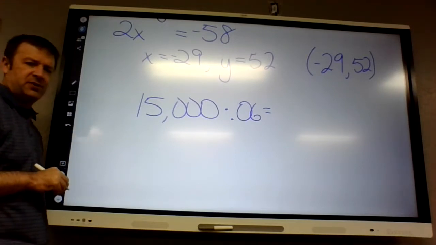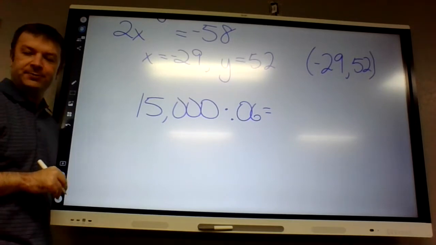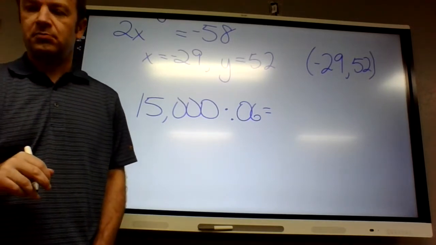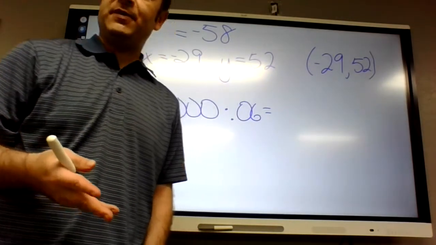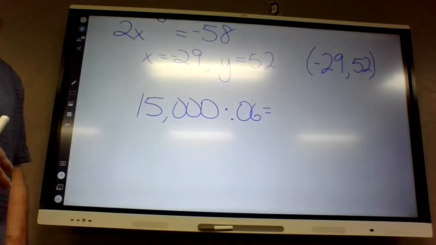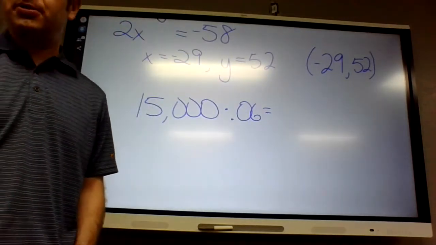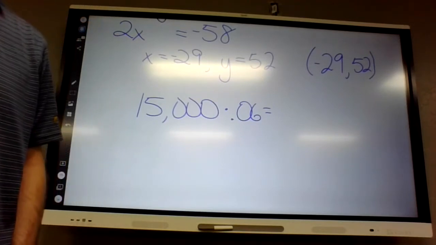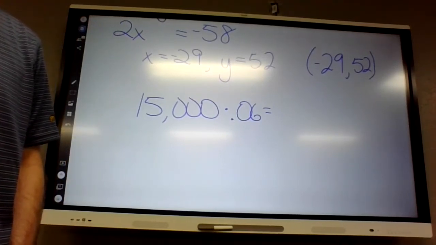What did that come out as, you guys? 900 bucks. So if you invested $15,000 and you're supposed to get 6% interest, you should have an extra $900 at the end of your year.